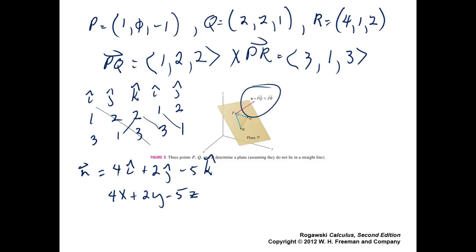Oh, I can't see it. No, that was 3, 2, negative 5. This is 4, 2, negative 5. I thought that looked awful familiar. Okay, and that's equal to some number. What do we call it? B, wasn't it? Okay, B.